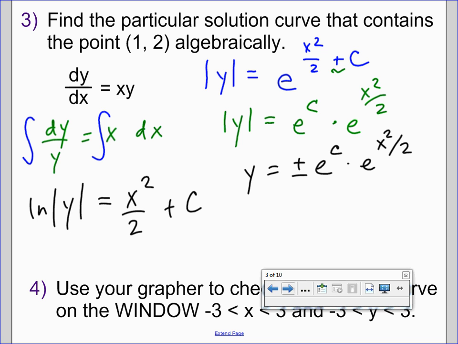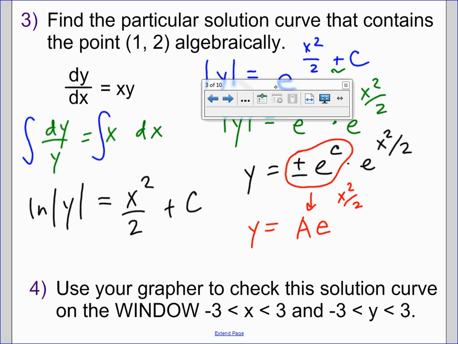And now we'll go ahead and group this plus or minus e to the c, which I don't know, it's some constant. I'm going to call that a, for some constant we don't know that we're about to pin down. And I get y equals a times e to the x squared over 2. All right, how do I figure out what a is? Now we'll utilize that initial condition.